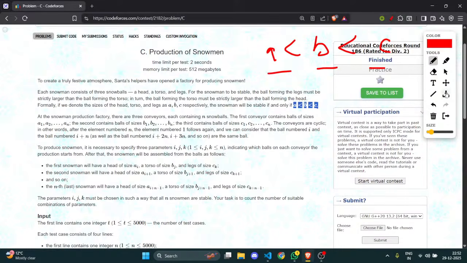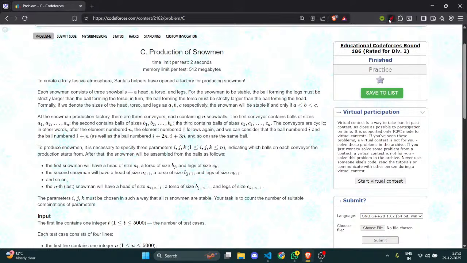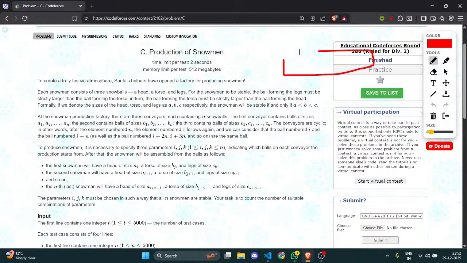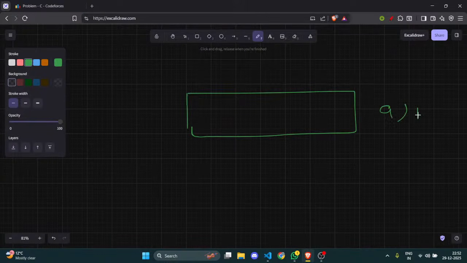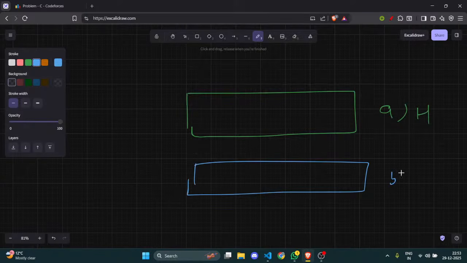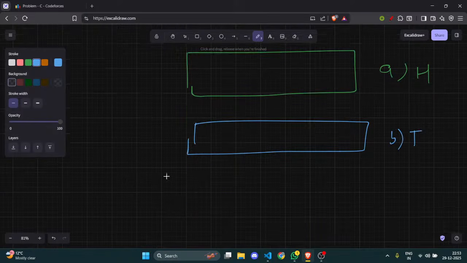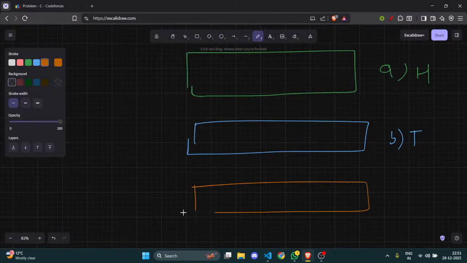Okay. So what it says is that there are three conveyor belts. The conveyor belts are like this. This is conveyor belt A, this is conveyor belt B, this is conveyor belt C. Let's not make it here, let's make it here only. So this is conveyor belt A, which means this is the conveyor belt of head. This is conveyor belt B, the conveyor belt of torso, and this is conveyor belt C, which means this is leg. So the rule was A greater than B greater than C.